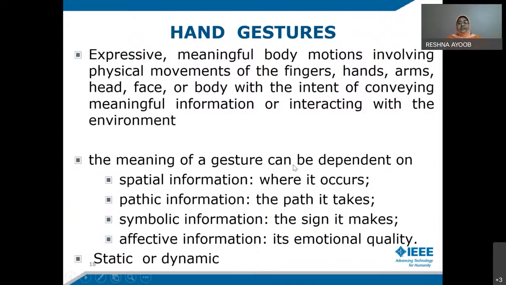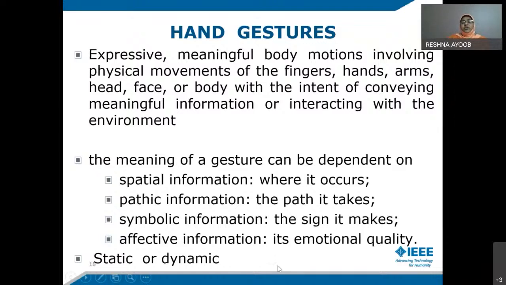Typically, the meaning of a gesture can depend on the spatial information, that is, the overall space where it occurs. Then the pathic movement. If we are moving a hand like this, this is good morning. That is moving the hand from here to here, from the closed position to the open position. So it is the path it takes. Then the symbolic information, the sign it makes. If you show like this, it is you. I am pointing to you. It is the sign of you. So that's the sign that it makes.